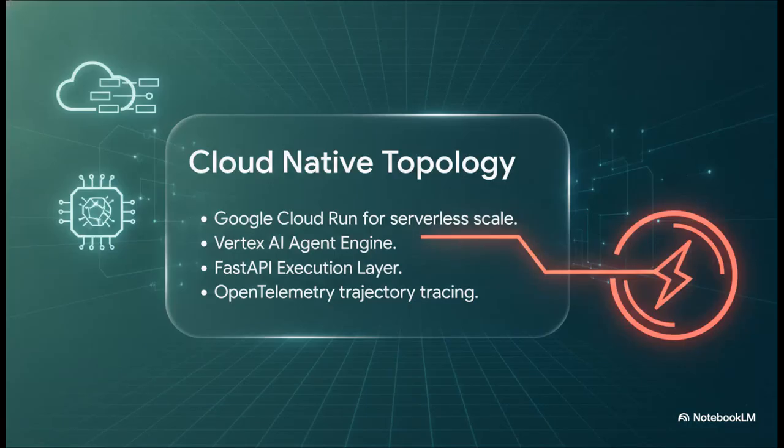And to support that kind of precision at scale, OnTrack relies on a cloud-native serverless topology. It utilizes Google Cloud Run and the Vertex AI agent engine, paired up with a lightning-fast FastAPI execution layer. Plus, by integrating OpenTelemetry for trajectory tracing, if an agent ever were to enter a logical loop, an autonomous kill switch just activates on its own. This guarantees zero manual infrastructure management while scaling perfectly to meet massive student volume.